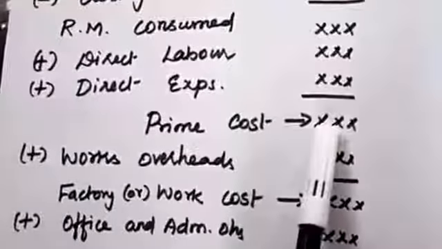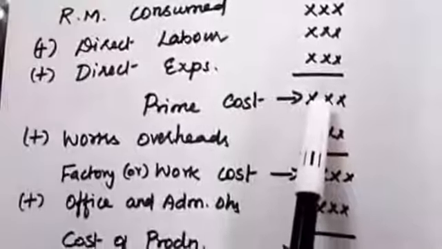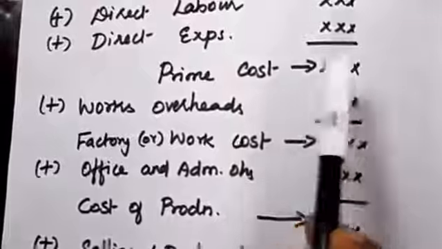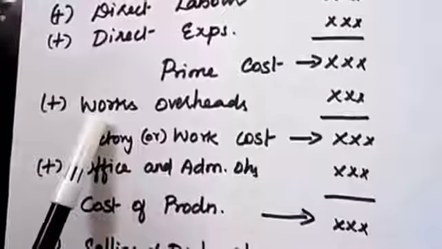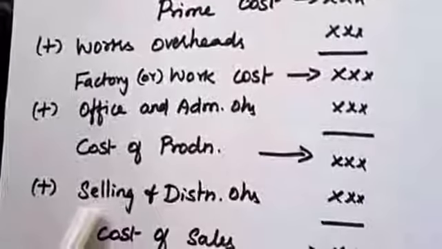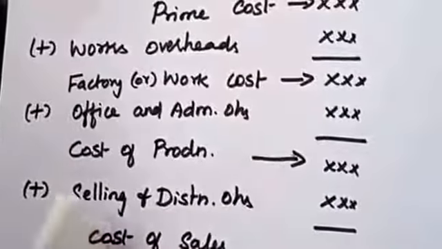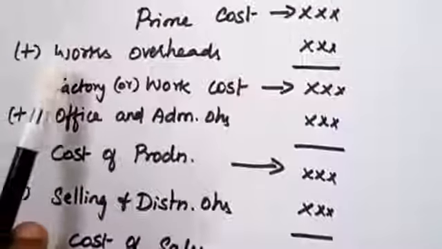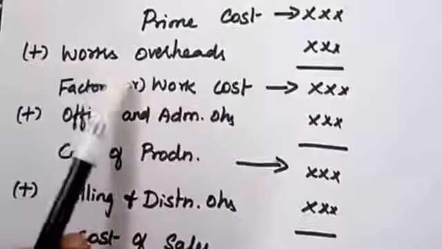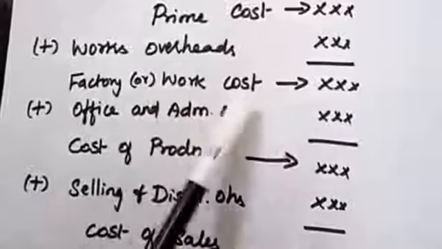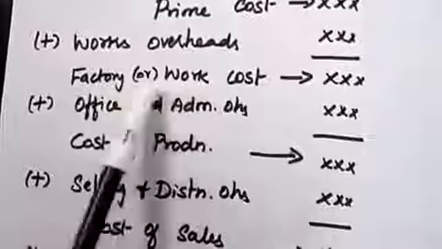After finding prime cost, the next step is all overheads. I explained, there are three types of overheads. The first one is factory overheads, then office and administrative overheads. The third one, selling and distribution overheads. So we need to add each and every overhead separately in order to calculate three different things. So after finding prime cost, add factory overheads. Factory means works overheads. And then you will get factory cost, that is work cost. Factory cost or work cost, both have the same meaning.